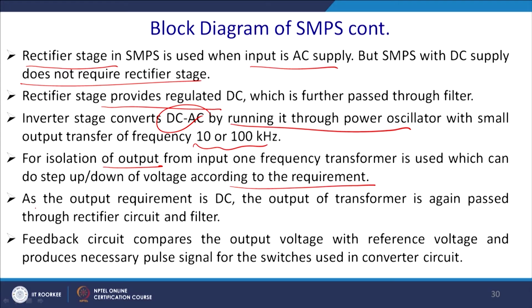As the output requirement is DC, the voltage of the output transformer is again passed through rectifier circuits and a filter, and it gives you almost ripple-free DC. The feedback circuit compares the output voltage, we have discussed that in the buck and boost converter analysis. The feedback circuit compares the output voltage with the reference voltage and produces the necessary pulse signals for the switching used for the control of the converter.